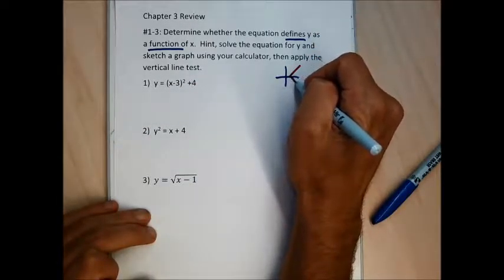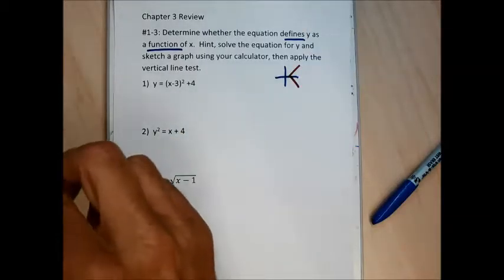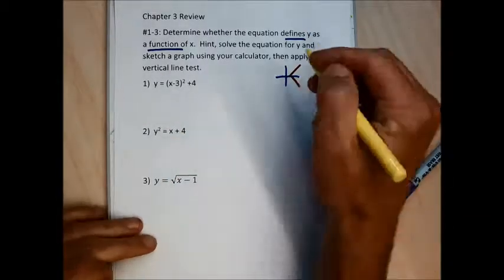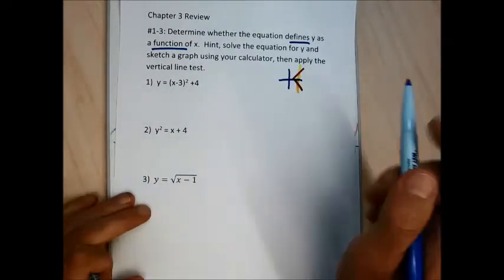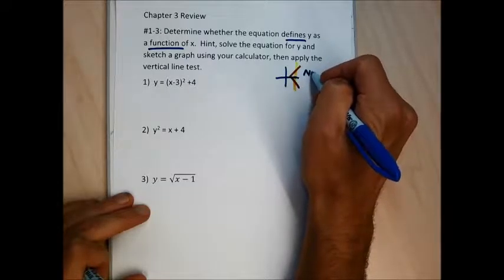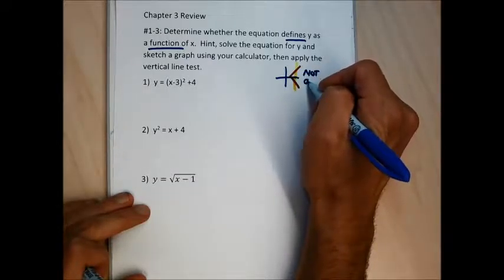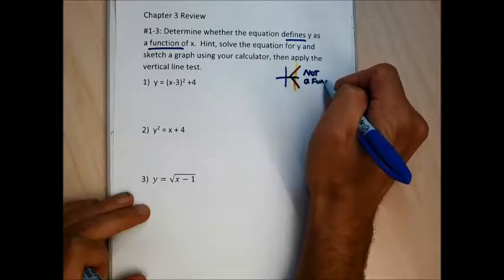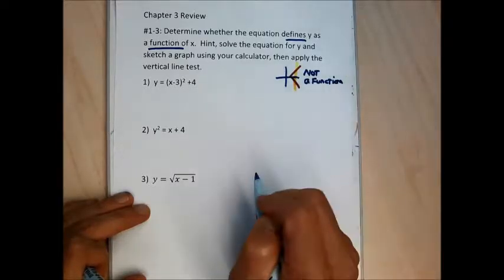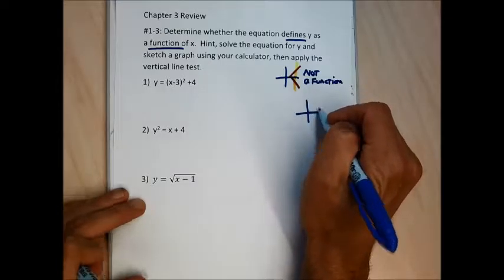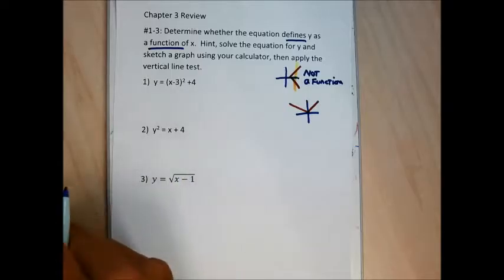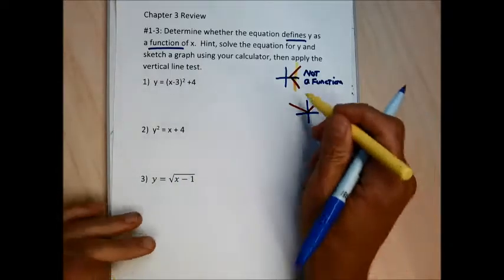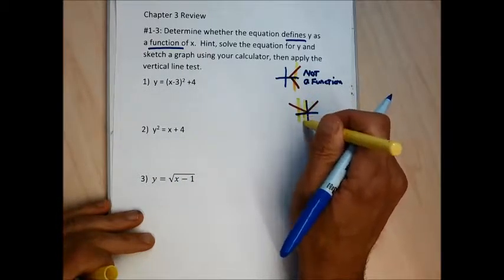And if you remember from earlier in this chapter, a graph fails the vertical line test if it's possible to draw a vertical line to touch the graph of that equation in more than one place. This would be not a function, or y is not defined as a function of x, and I'll probably just say not a function because this fails the vertical line test. And if a graph turned out to be something like this, this is a function, or y is defined as a function of x, because in this version of the graph, no matter what place I draw a vertical line through, it only touches the graph once.